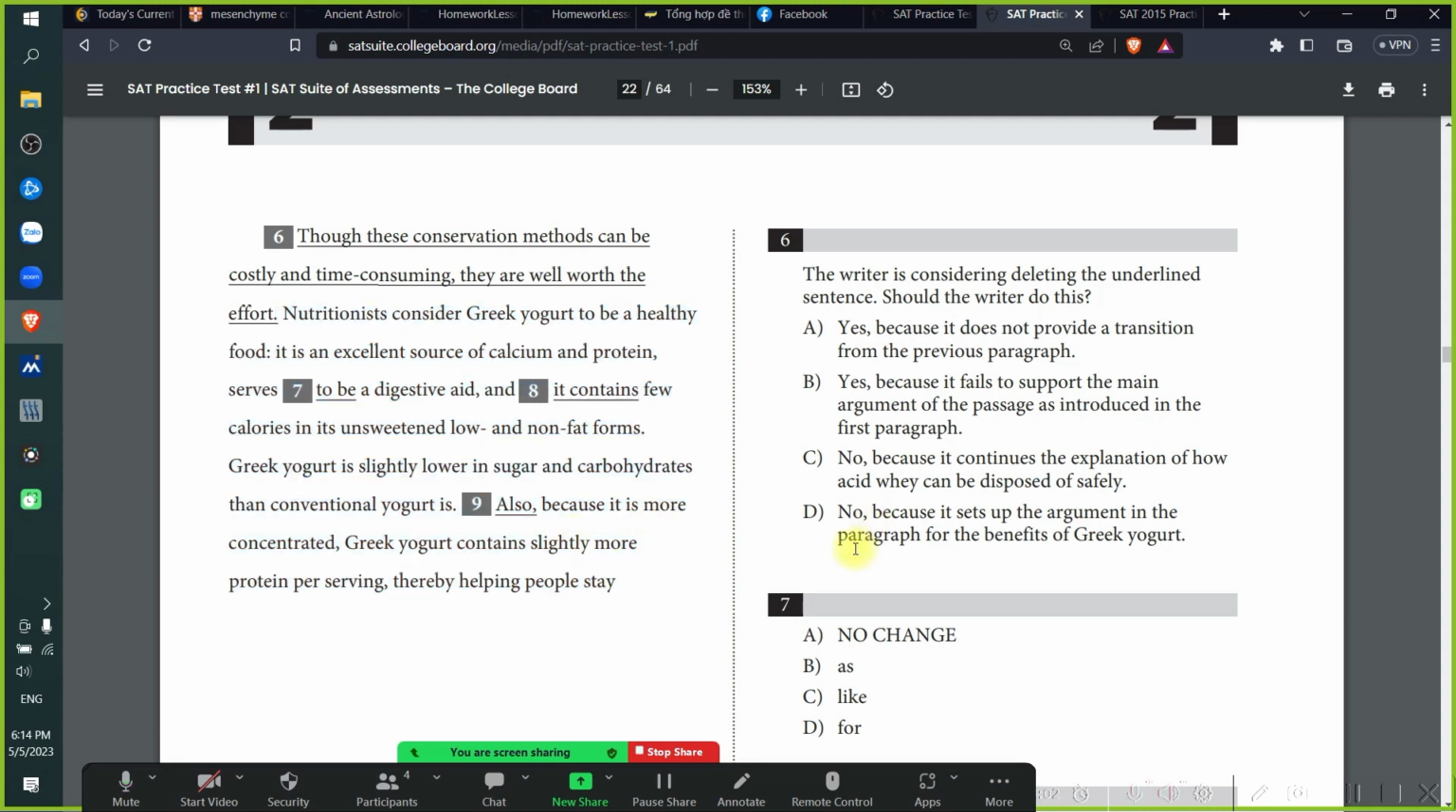Okay. This paragraph should also have a leading sentence. All the paragraphs need to have a leading sentence, okay?